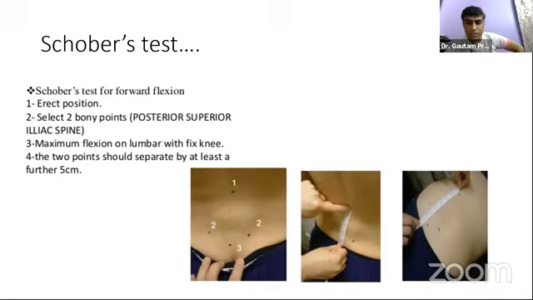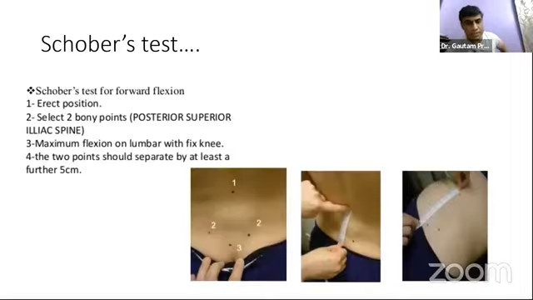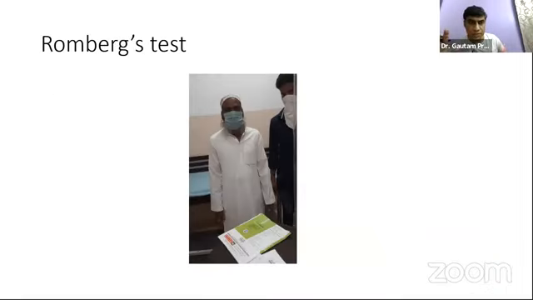Once the patient is in flexed position, you measure the length of that line. If the line increases by more than 5 centimeters, then it's said to be a normal range of motion at the lumbar spine. If it is decreased, then there is some pathology, and it's significantly decreased in patients with ankylosing spondylitis.